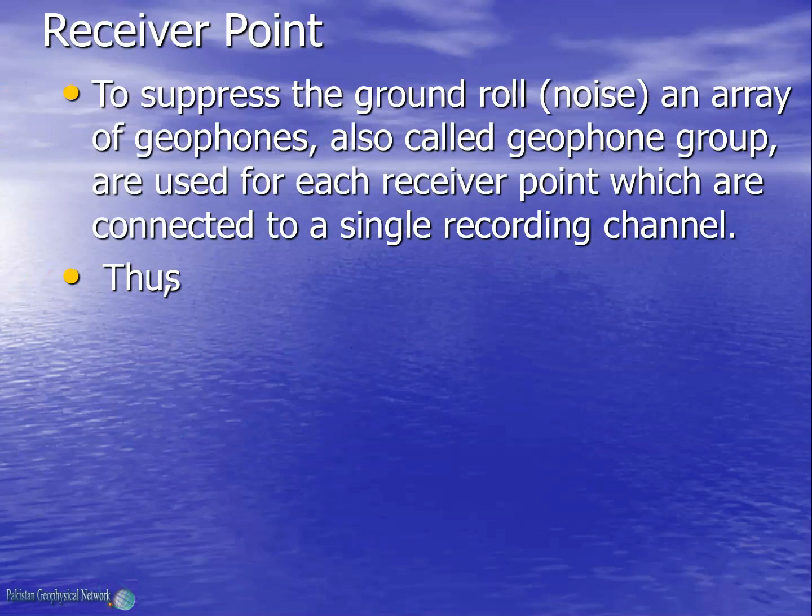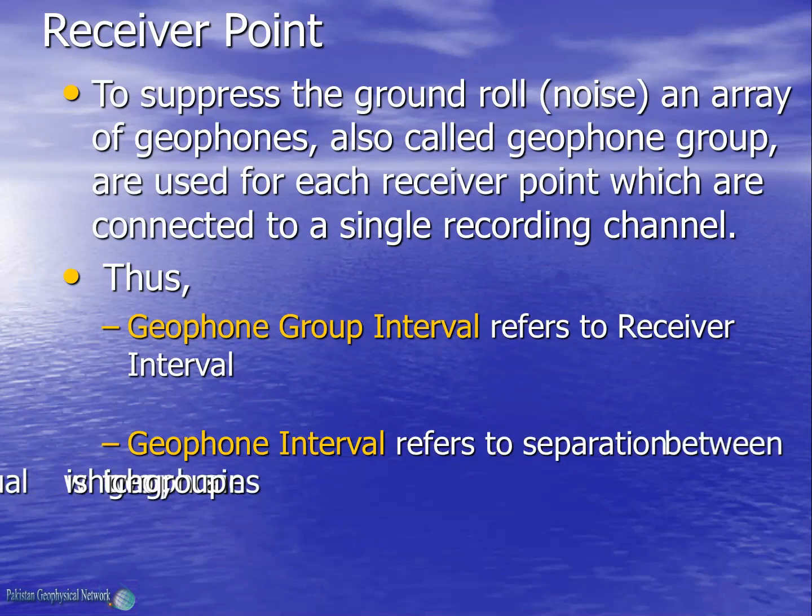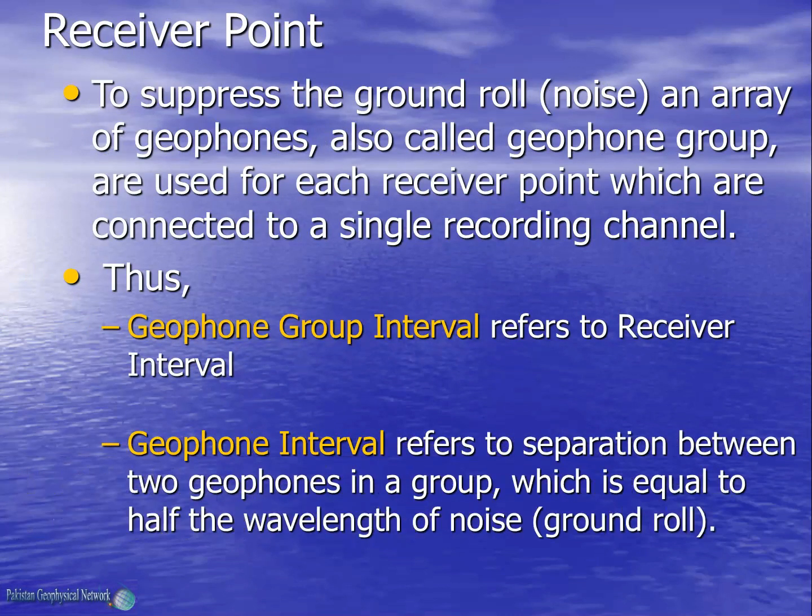Our seismic source also generates surface waves in the form of ground roll noise. Thus, to suppress the ground roll noise, an array of geophones, also called a geophone group, is used at each receiver point, which are connected to a single recording channel. Thus, geophone group interval refers to receiver interval, while geophone interval refers to the separation between two geophones in a group, which is equal to half the wavelength of ground roll noise.